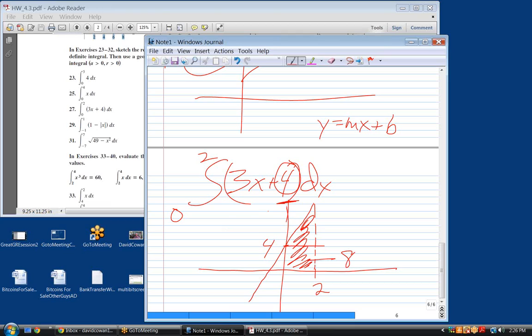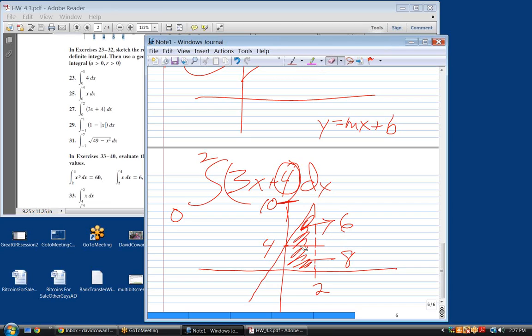The area of the triangle: the top of that is 2, 6, that goes to 10, right? So then the area of the triangle is half of the base, which is 2, times the height, which is 6. Oh, sorry, it is 6 then. Area of that is 6. So the area of those two things is 14. And that answers their question.